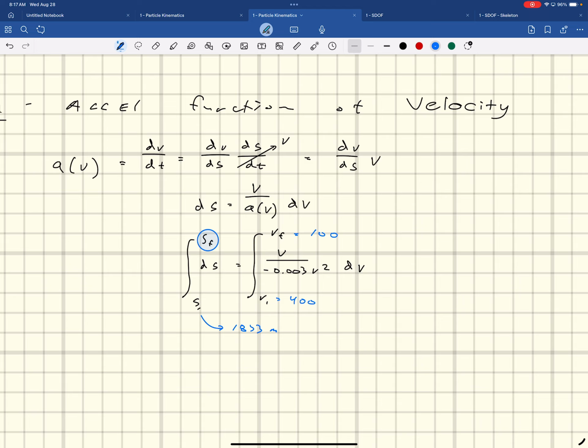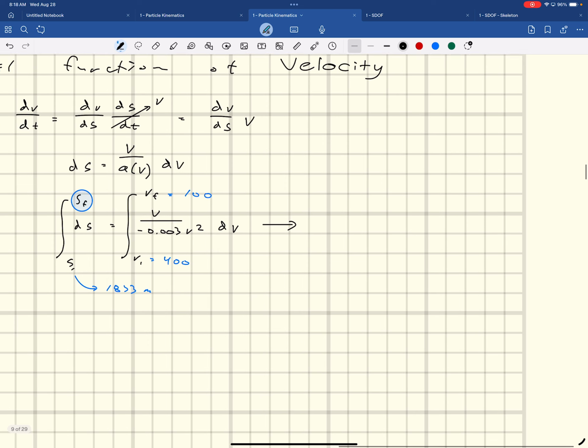You could put in the definite limits of your integrals here, or you could solve for the equations and then put in your actual known values later. I just substituted in like this. And guess how I solved this? With my calculator. I did the left-hand side, then did the right-hand side. And what I got was SF is equal to 2295.1 meters.